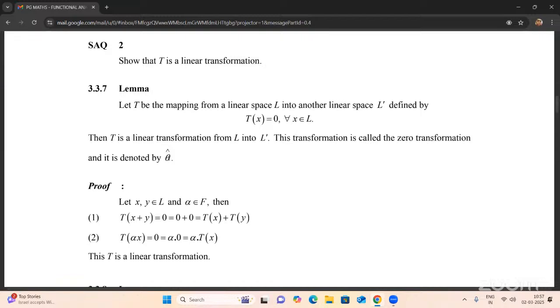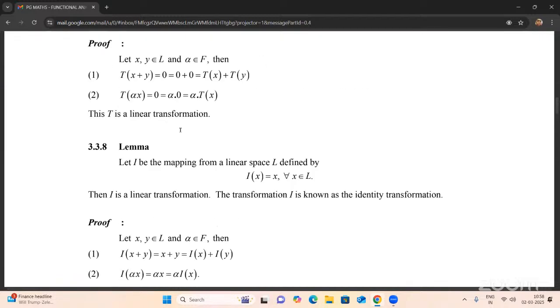Now, what is the difference from the zero vector? The zero vector is simply denoted by 0 bar. T of 0 bar equals 0 bar crown, which is the image of the element. We are treating both 0 bar and 0 bar crown as 0. That's why we defined the relation T of x equals 0. The given relation is a linear transformation from L into L dash. This transformation is called the zero transformation, and the zero transformation is also a linear transformation.